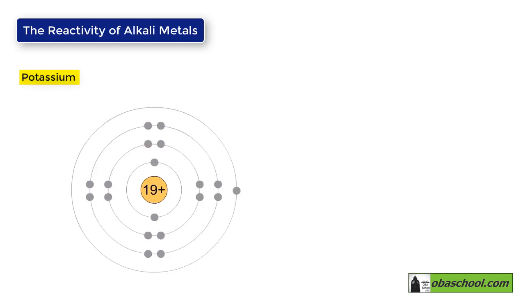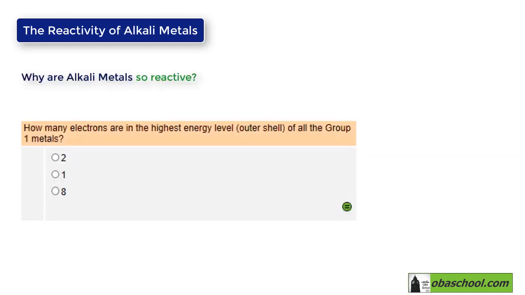Potassium is the third alkali metal. It has 19 protons in the nucleus and 19 electrons occupying 4 energy levels: 2 electrons in the first energy level, 8 in the second, 8 in the third, and 1 electron in the outermost energy level. So how many electrons are in the highest energy level of all the group 1 metals? 2, 1, or 8? Correct, that is 1.